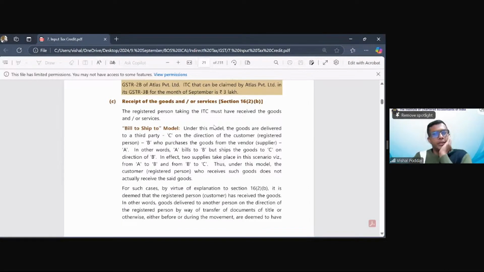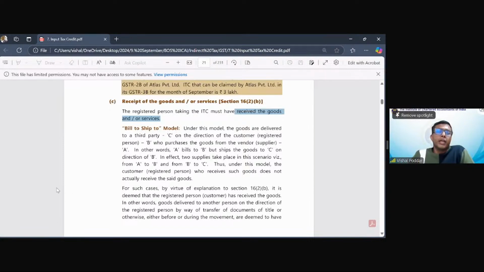Now coming to the third condition, which was there originally, just they added few clarifications to this. Now, what is the third condition? The third condition is in section 16.2b, which says that the registered person, if you are taking ITC, you have to ensure that you have actually received the goods or services. Now, there are few clarifications, few issues relating to it.